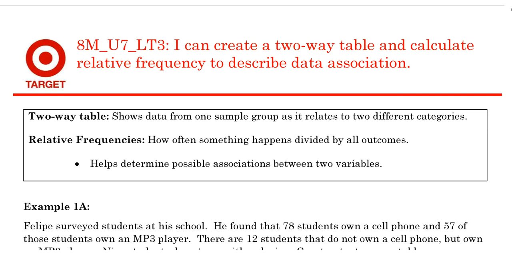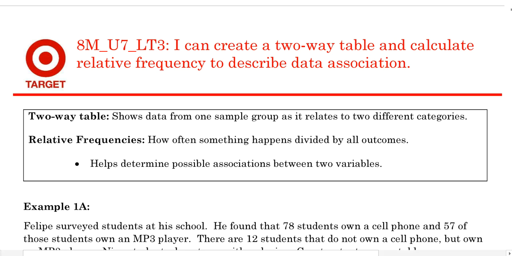Just to review, a two-way table shows data from one sample group as it relates to two different categories. And then the relative frequencies are how often something happens divided by all the outcomes. And this helps determine possible associations between two variables.